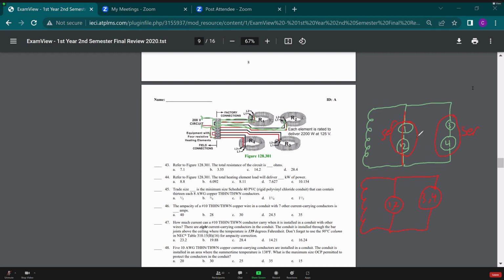Now that I have this basic setup of my ladder diagrams to work off of, let's fill in some actual information. Each element is rated to deliver 2,200 watts at 125 volts.